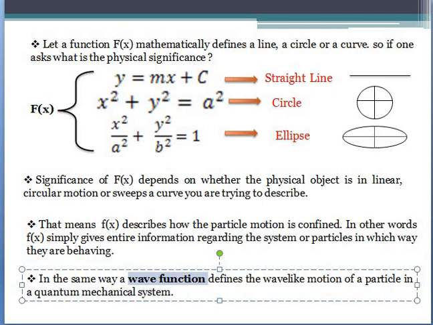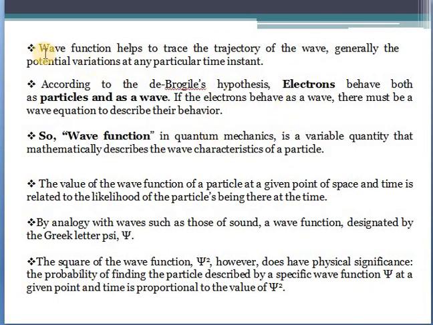So what exactly is the wave function? The wave function helps us to trace the trajectory of the wave. Generally it gives the potential variations at any particular instant of time. As we know, according to the de Broglie hypothesis, electrons behave both as particles and as waves, that is wave-particle duality. So if electrons are behaving as a wave, there must be a wave equation to describe how they behave.